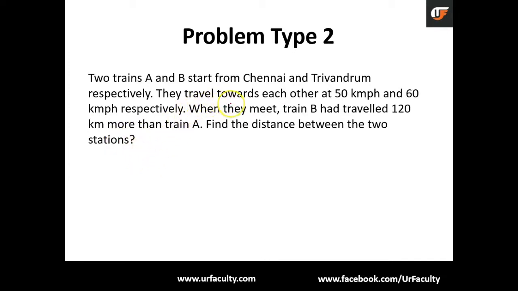Two trains A and B start from Chennai and Trivandrum respectively. They travel towards each other at 50 km per hour and 60 km per hour. When they meet, train B had traveled 120 km more than A. This is key here. Find the distance between the two stations.